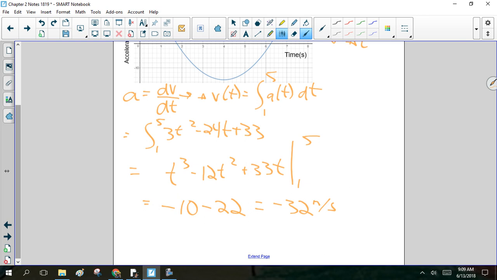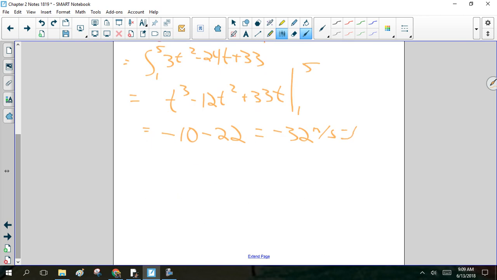That's our change in velocity, okay? And so then you go, oh, acceleration is change in velocity over time, right? So negative 32 meters a second. That took 4 seconds, right, between 1 and 5. So that's why we use delta t. It's technically 5 minus 1. So anyway, you get negative 8 meters per second squared.